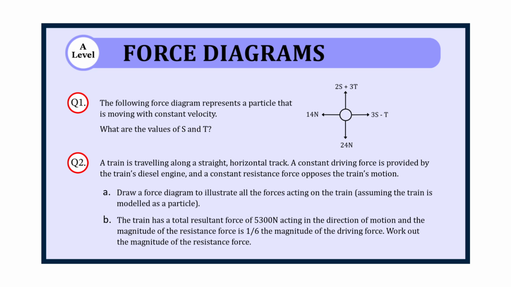And Part B states that the train has a total resultant force of 5,300 newtons acting in the direction of motion, and the magnitude of the resistance force is a sixth the magnitude of the driving force. Work out the magnitude of the resistance force.